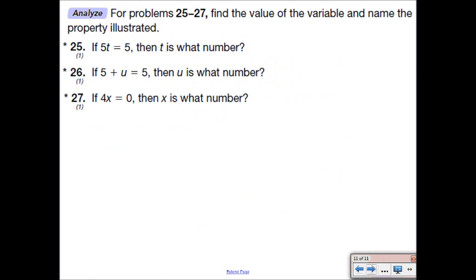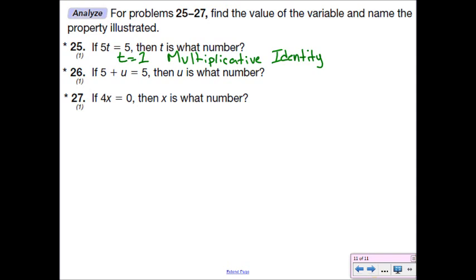Says, for problems 25 through 27, find the value of the variable and name the property illustrated. So problem 25 says, if 5 times t equals 5, then t is what number? Well, the only way to get the number back when you're multiplying is if that number you multiplied by was 1. So t has to be 1, and if you remember, that property is the multiplicative identity. And it says that a number times 1 is itself. Identity means you're going to get that number back.